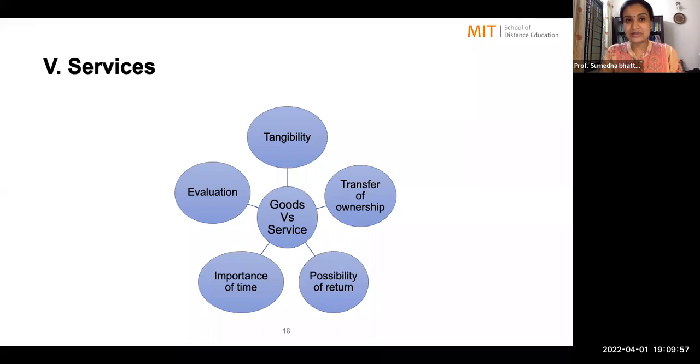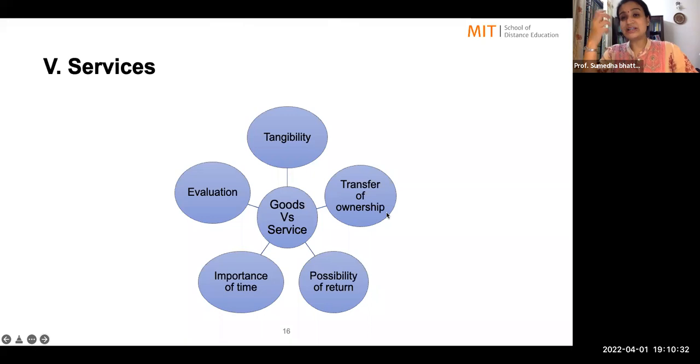First, when we say service sector, what are the areas that are covered? Hospitality, tourism, education, health, then real estate, railways, all these are a part of the service sector. Banking, finance, all these are a part of the service sector. Now, how do we differentiate between goods and services? Goods come under the manufacturing sector, so we need to know how we can differentiate between goods and the service sector.